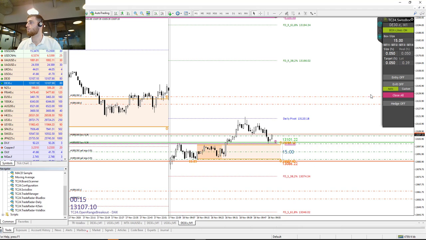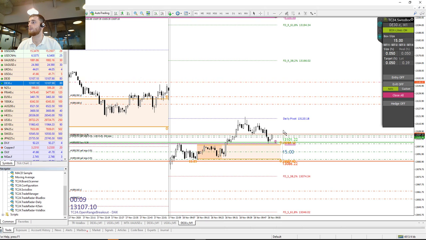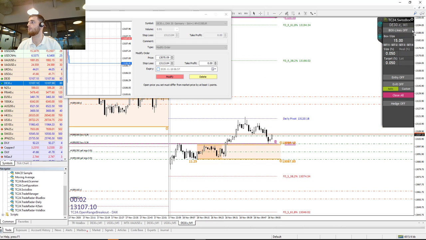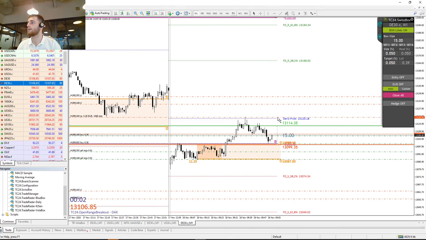So what we do here is we need to trade volatile markets. That's how this strategy works. If there's no volatility in the market, then we don't have such good options to trade.